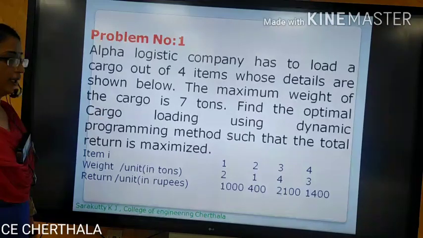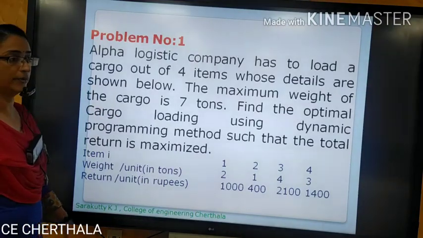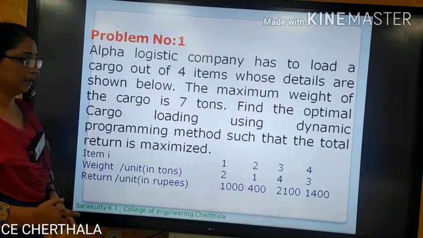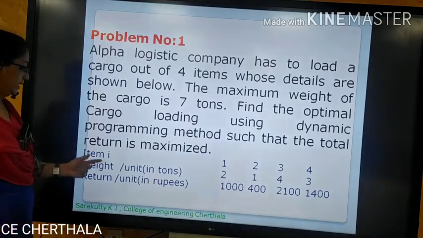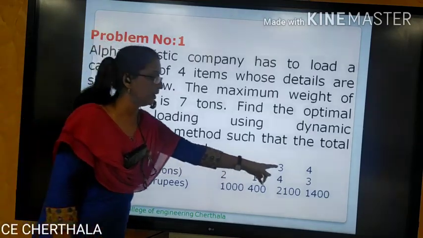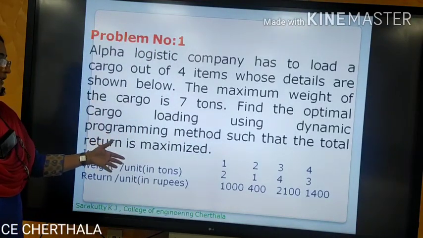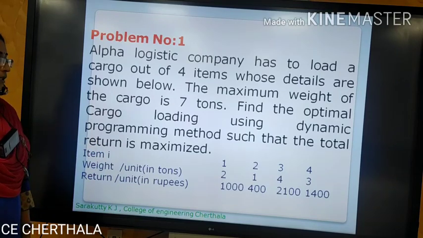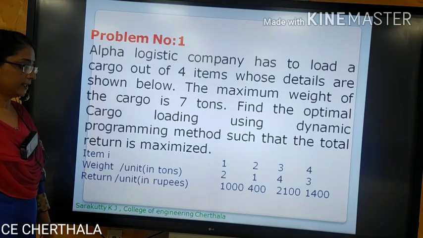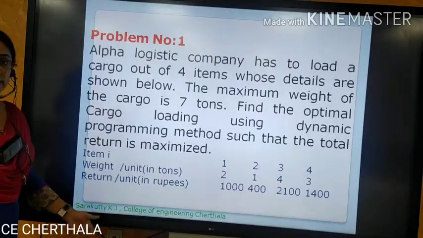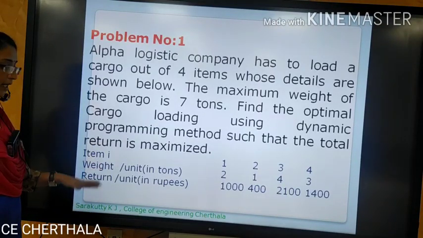So in the dynamic programming method we are doing the problem in a stage by stage technique. Now since here there are 4 items, 1, 2, 3, 4, this problem has 4 stages. Each stage is concerned with each item. So before going to the stages, let us discuss how many alternatives there are for each item.